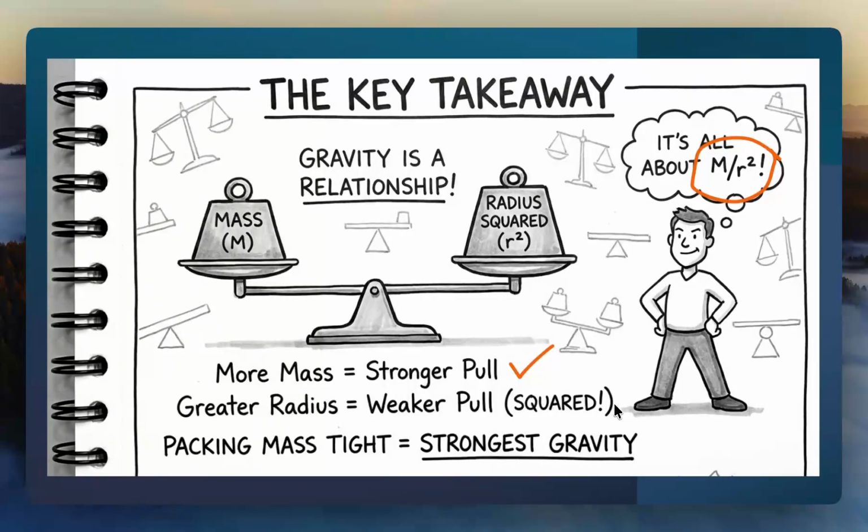And that's why you can't judge a planet's gravity by its size alone. You need to know two things: how much stuff it has, and how far that stuff is from where you're standing. The universe, as always, is more subtle than our first guesses. It's not the biggest planet that has the strongest pull. It's the one that knows how to pack its mass tight. And that's the gravity equation.